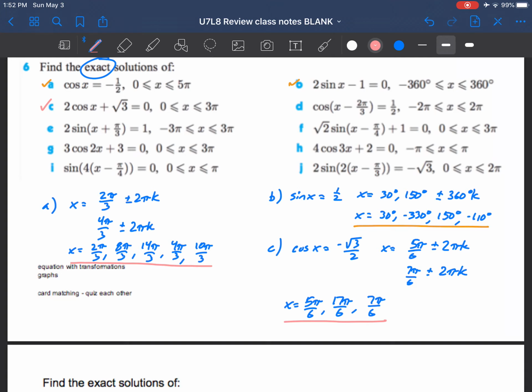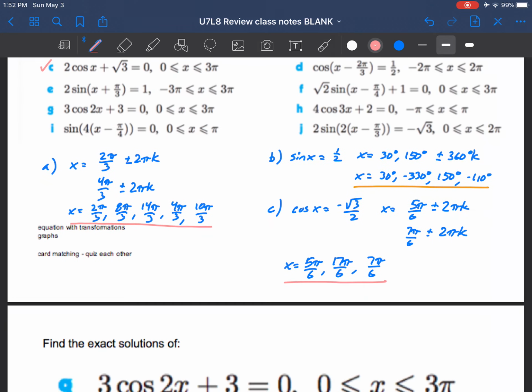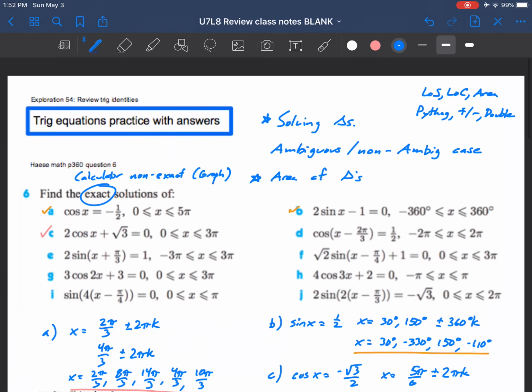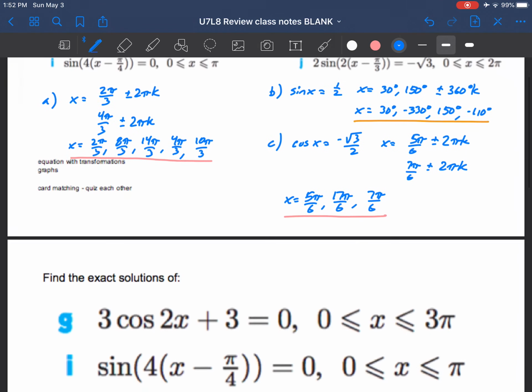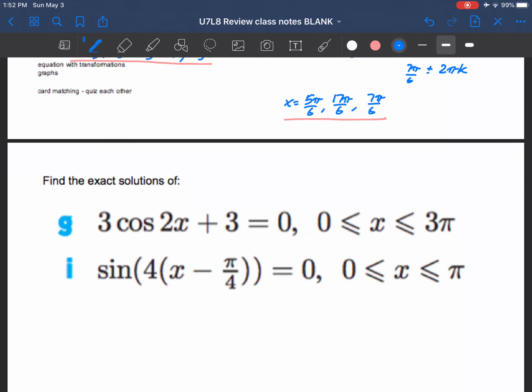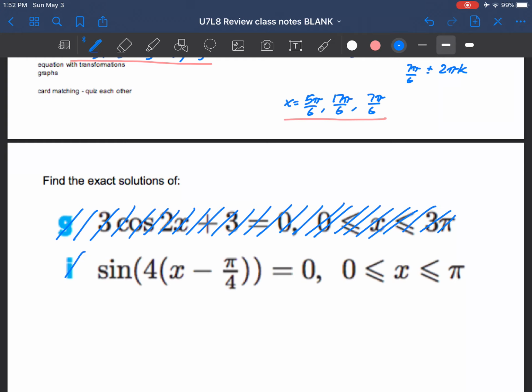D now. Okay. Cosine of x minus 2 pi over 3 is equal to 1/2. All right. So you know what? I'm going to try and write that. No, I'll just go here. Sorry, guys. So these I'm just going to cross out because they're the same as on that first page. And hopefully I'll fit all the answers to those equations on this second page.